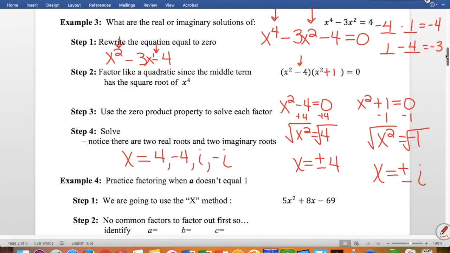So that's example 3. Kind of similar to factoring quadratics, I just end up with an x squared minus 4 in a parentheses and an x squared plus 1. So instead of just having one x in the parentheses, we have an x squared.